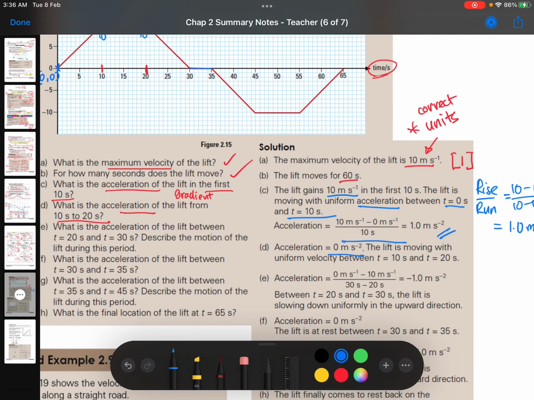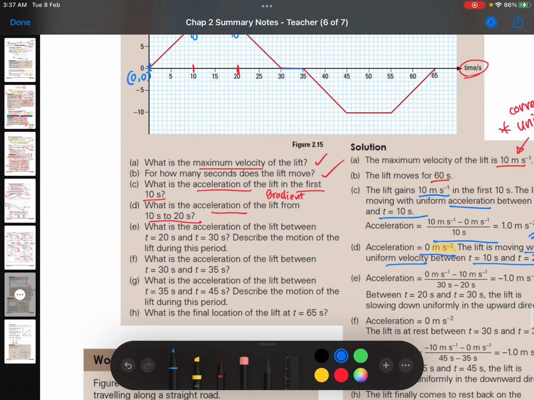Now, I need to emphasize to you, please use the correct units. Okay, so the lift is moving at uniform velocity between 10 to 20 seconds, and this uniform velocity is 10 meters per second. So your acceleration is 0. In other words, a equals V minus U over t, which is 10 minus 10 divided by 10 equals 0. So this is the answer.